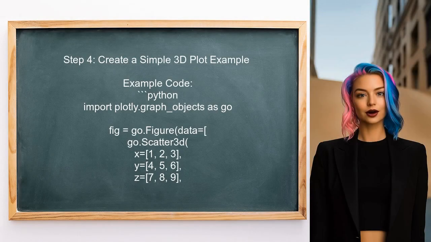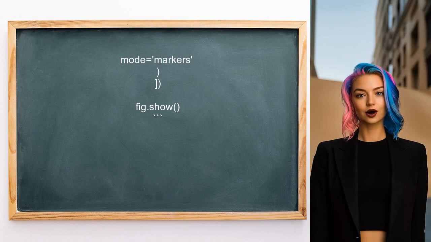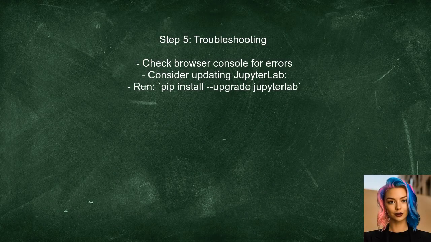Now, the user can create a simple example to test if the graphics display correctly. They can use the scatter 3D function from Plotly to create a 3D plot. Finally, if the user follows these steps and the graphics still do not show, they may need to check their browser's console for any errors or consider updating their JupyterLab installation.